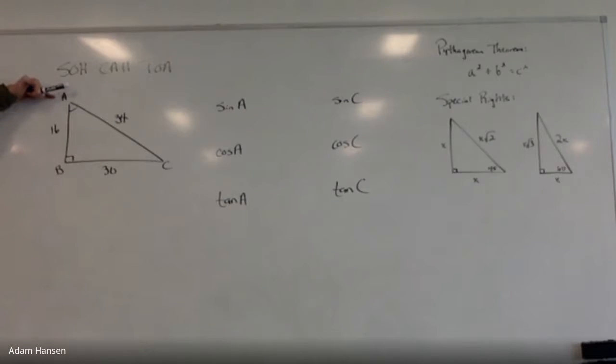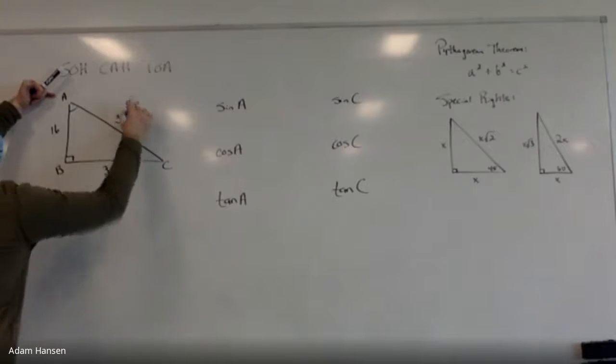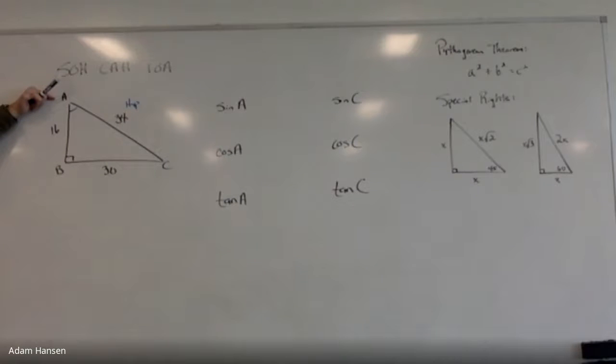From angle A, what's the hypotenuse? Which length is the hypotenuse length? Which is how long? 34. All right, let's label that hypotenuse. There are two legs, the opposite leg and the adjacent leg. Which one is the opposite leg, the 16 or the 30? For angle A, it's 30.